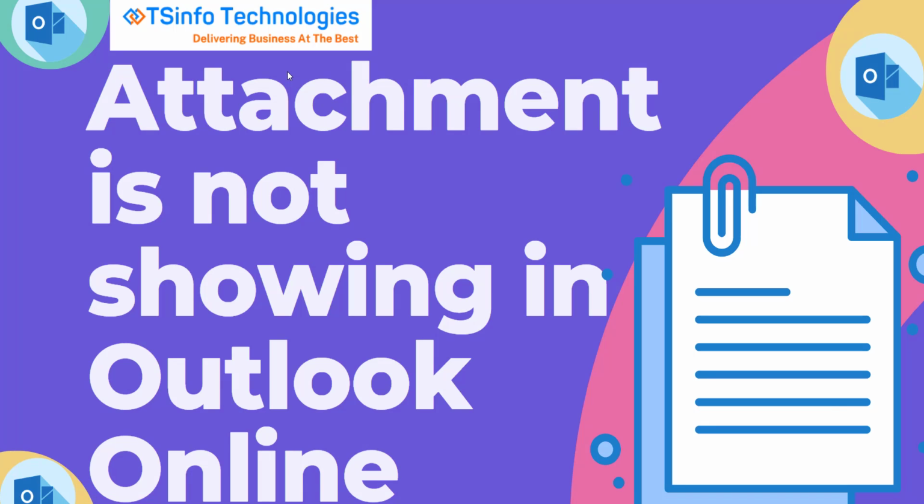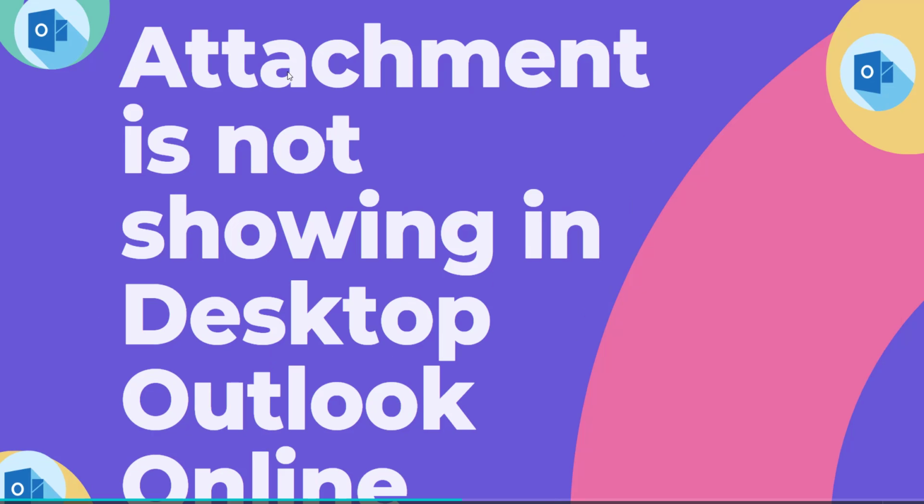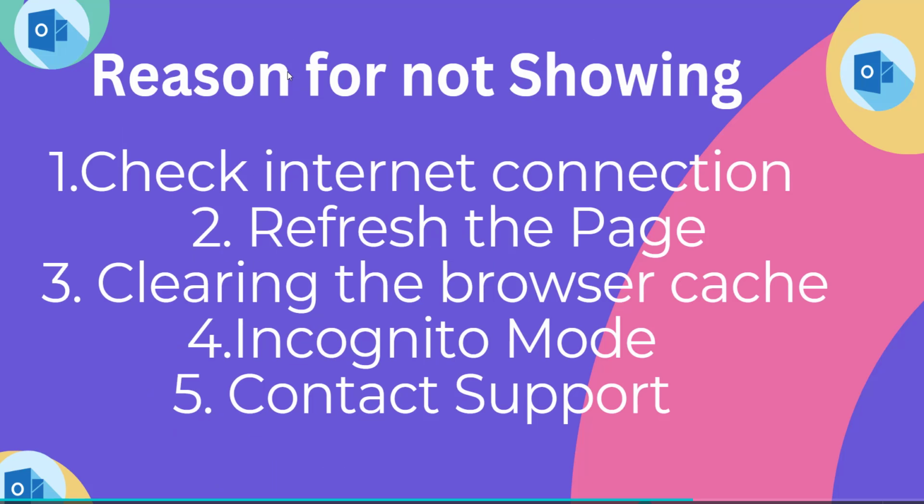In this video, we are going to see why the attachment is not showing in the Outlook online. For that, we are going to cover the Outlook desktop application. So before starting the troubleshooting technique, we will see what the reasons are for the attachment not showing in Microsoft Outlook. So the first point, we have to check the internet connection. Make sure you have a stable internet connection without interruption so that the attachment will be visible to you.